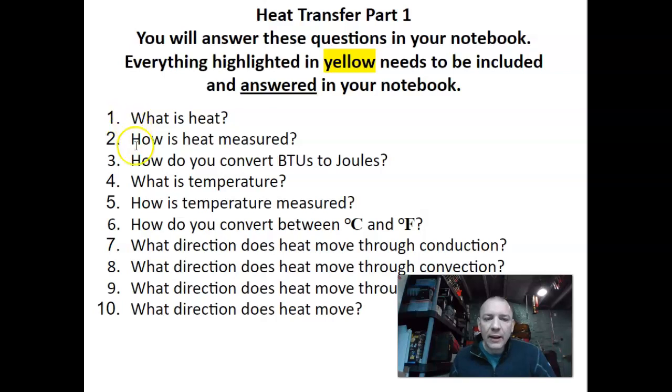All right, so these are 10 questions that we're going to answer. What is heat? How is heat measured? How do you convert different units of heat? What is temperature? Different types of the way we measure temperature. And then how does heat move? So hopefully when we get through this, you'll get some good ideas here.